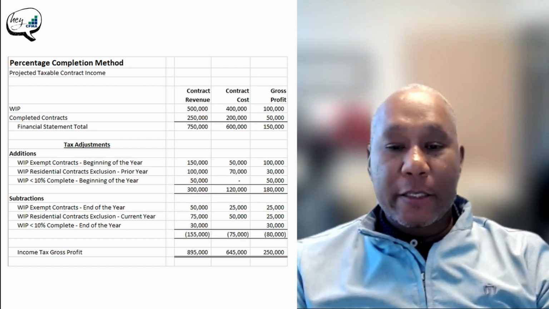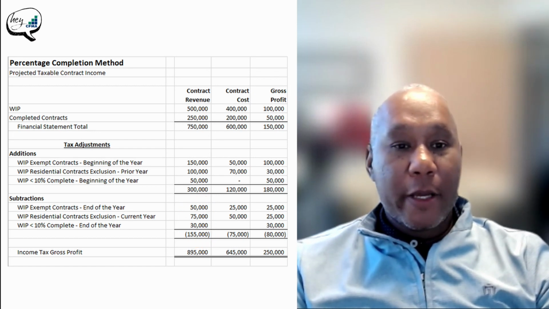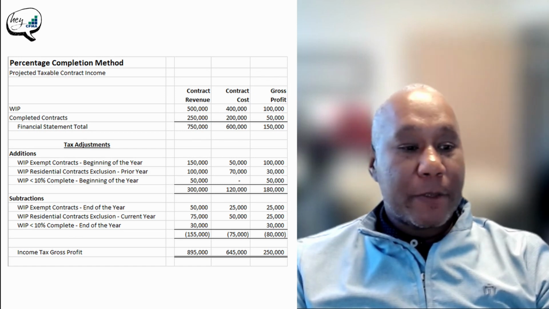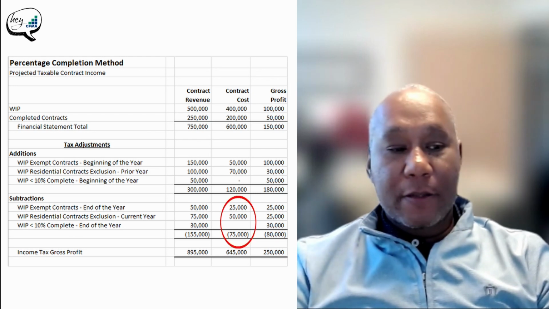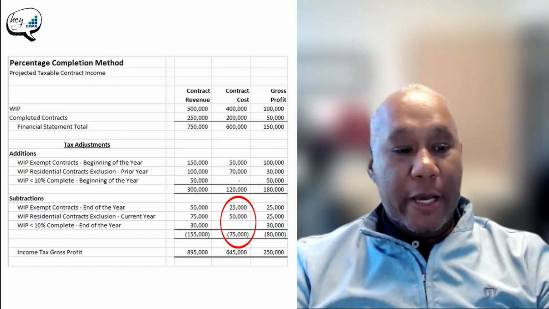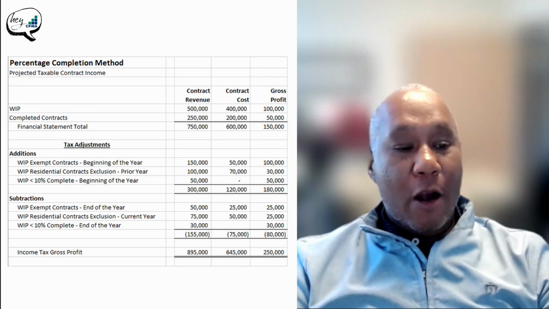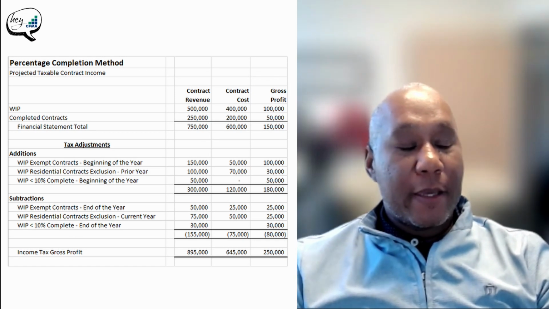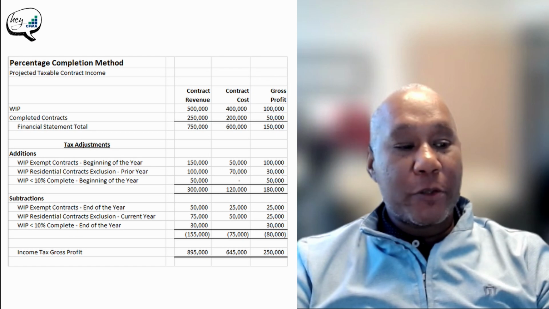Now let's add the costs associated with those contracts as well, so we can figure out exactly where we are on those items. So we're going to subtract those from the gross contract to figure out the gross profit of $25,000 on exempt contracts, $50,000 on residential contracts, so that at the end of the day, our adjustment to our financial statement WIP is going to be $100,000. So our gross profit for income tax purposes is $250,000.